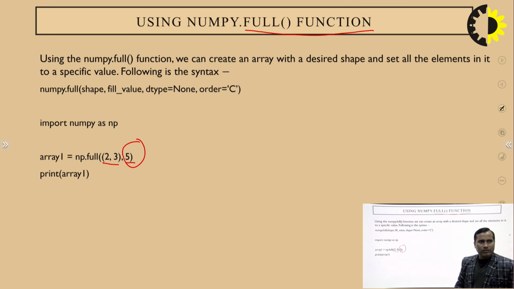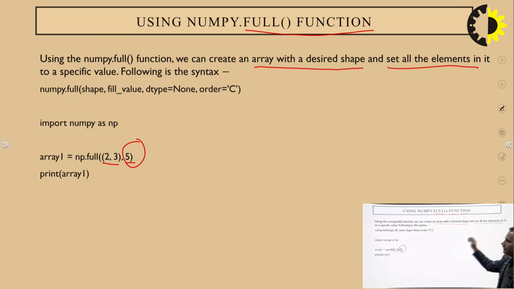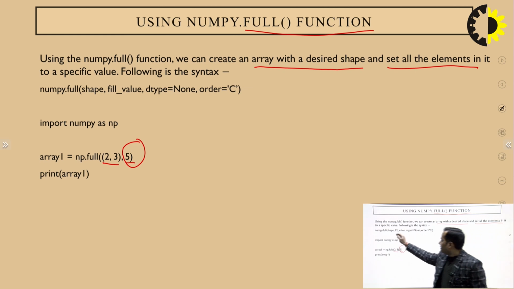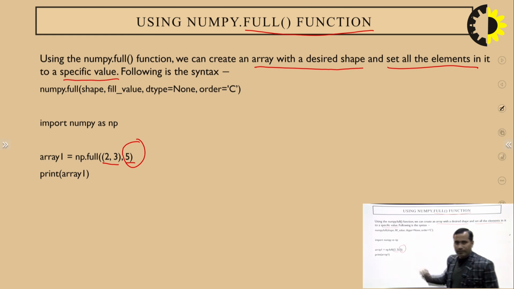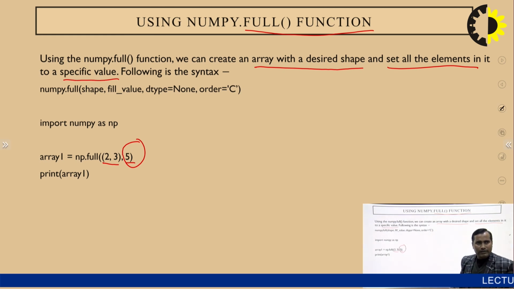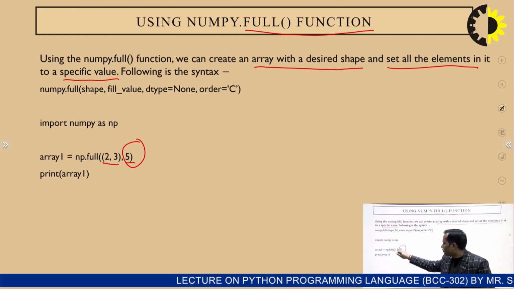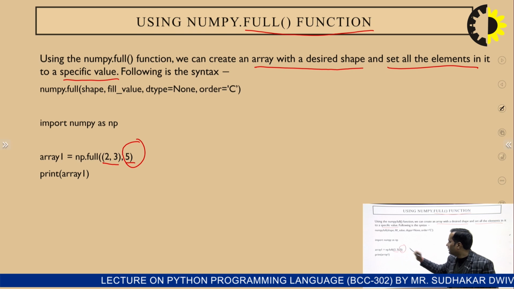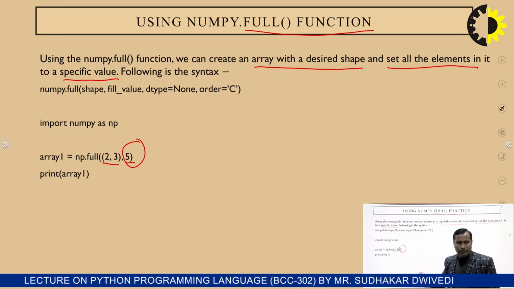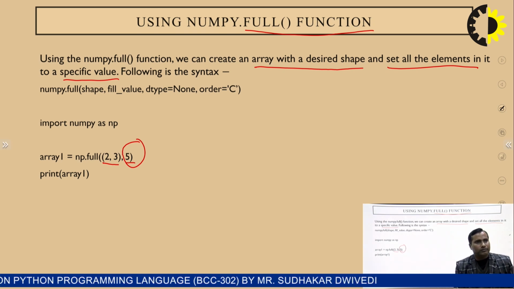As I have said, we use this function to create an array with the desired shape and set all the elements in it to a specific value. That means if we want to fill all the values with a specified value, we can use this NumPy full function. So we have used this full function. The shape is 2, 3. That means 2 rows and 3 columns, and all the values are filled with 5 here.